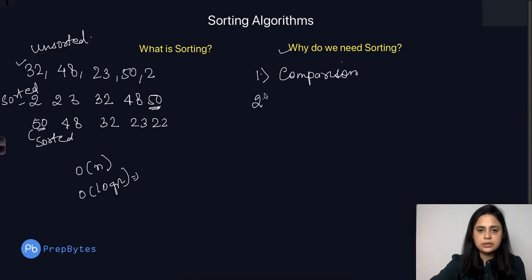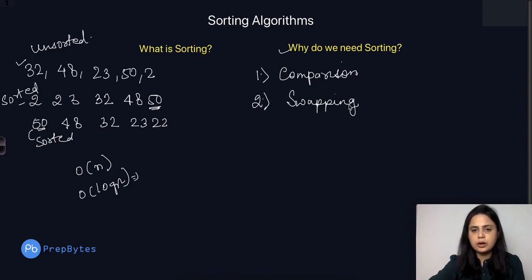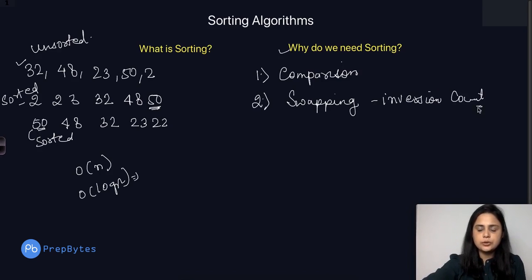Now the second one is swapping. Another criterion to judge a particular algorithm is how many times swapping is happening, and this is also known as inversion count. There will also be a question around inversion count as you go ahead.